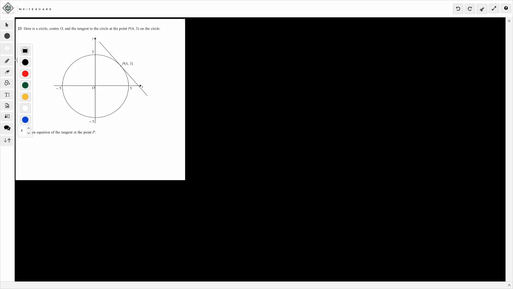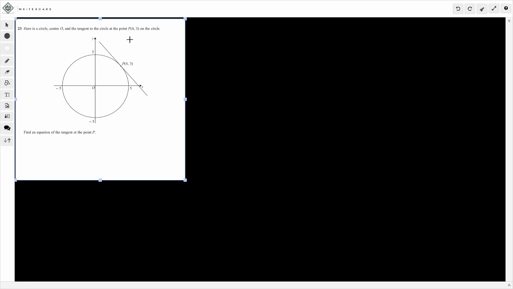Hey guys, so welcome. Today we're going to tackle a grade 8, grade 9 GCSE Maths question. This is from the Edexcel board, but it is applicable to AQA, Edexcel, any major exam board. We're looking here at finding the equation of a tangent at a given point. We've got this circle here, and this tangent, and we've got to find the equation of it at the point P. So P is (4, 3).